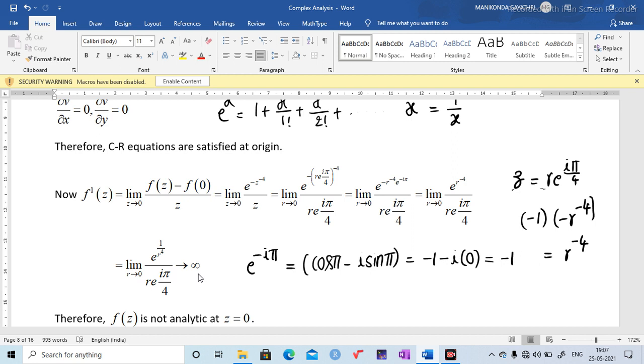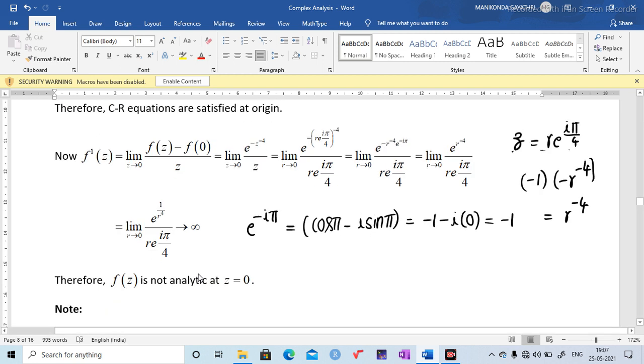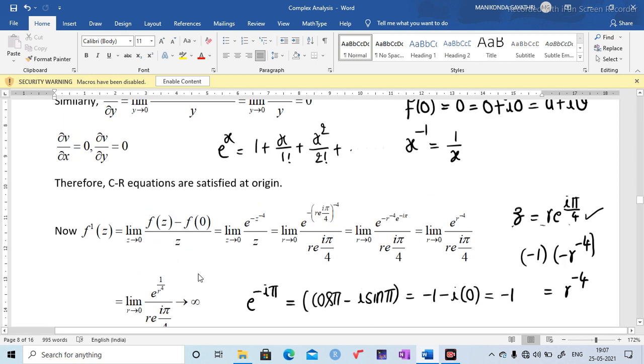So this is a finite value. This value can never become 0. That means z tends to 0 means r tends to 0. That's why the limit changed as r tends to 0. So observe along this path f dash of z value is infinity. That means f dash of z is not differentiable. Therefore f of z is not analytic at z equal to 0.